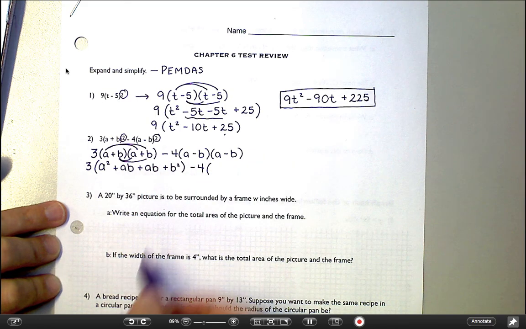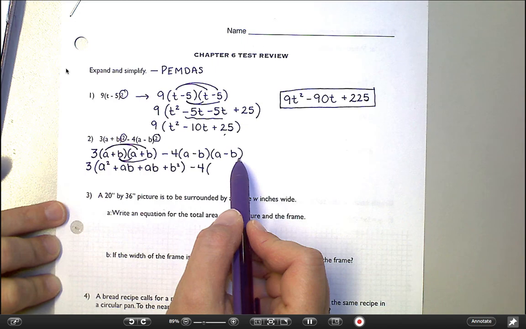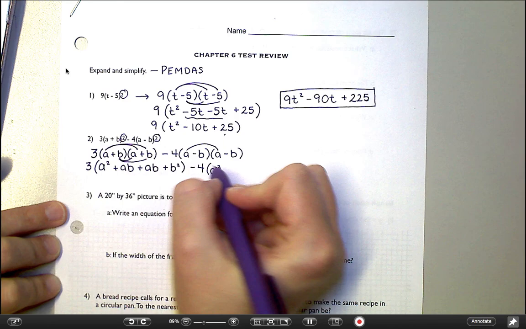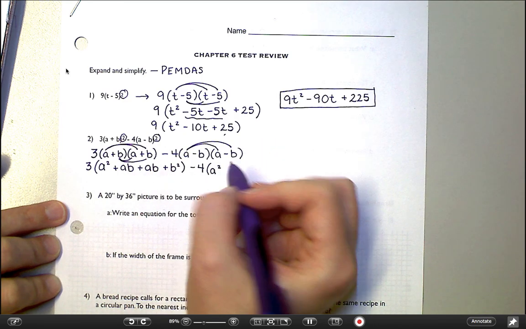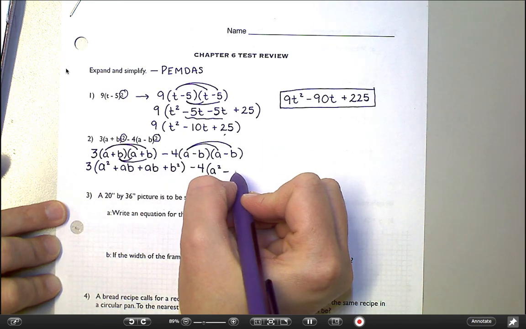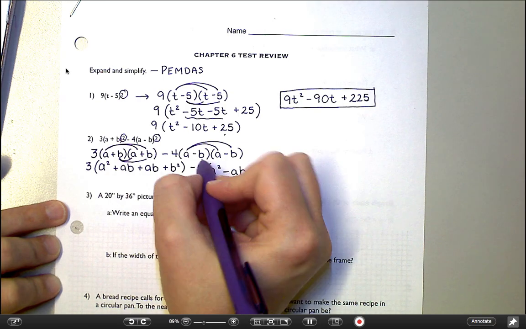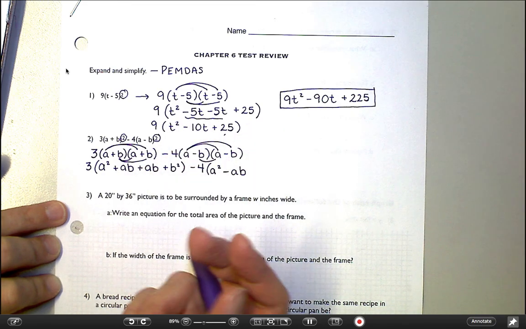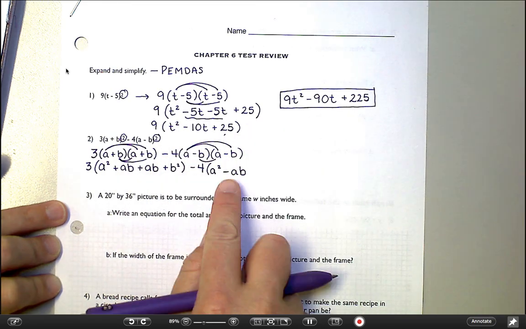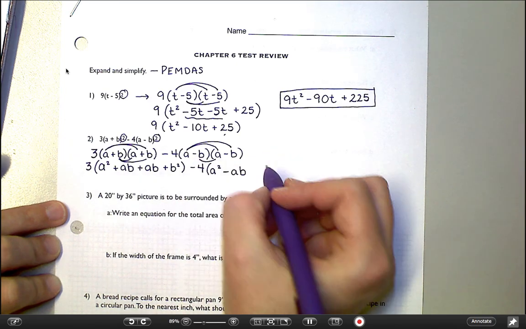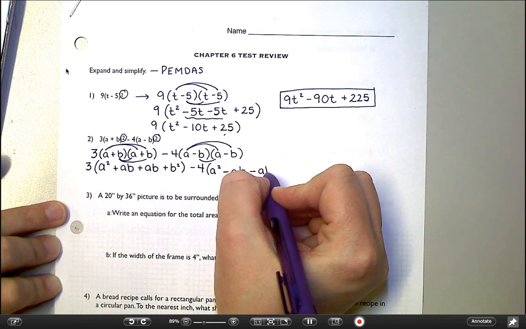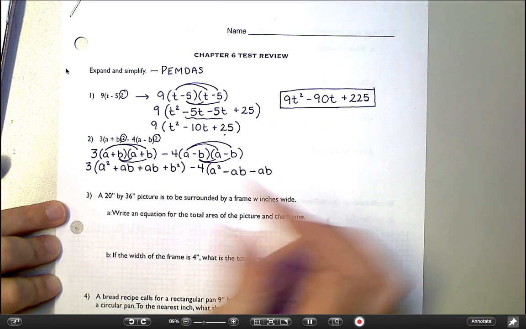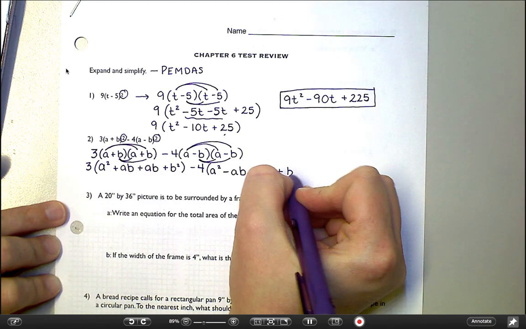I'm opening another parenthesis, and this is where I'm going to do this set of FOIL. So once again, a times a is a squared. This time I'm doing a times negative b, so that's negative ab. Negative b times a, and again, I'm going to flip the order of the a and the b because I'm allowed to, and that way it'll match this one. So it is still negative, so that would be another negative ab. And then just be careful here. Negative b times negative b, the two negatives make a positive b squared.